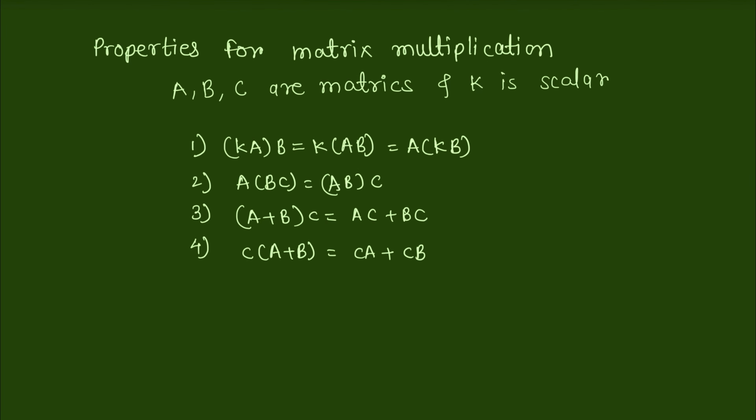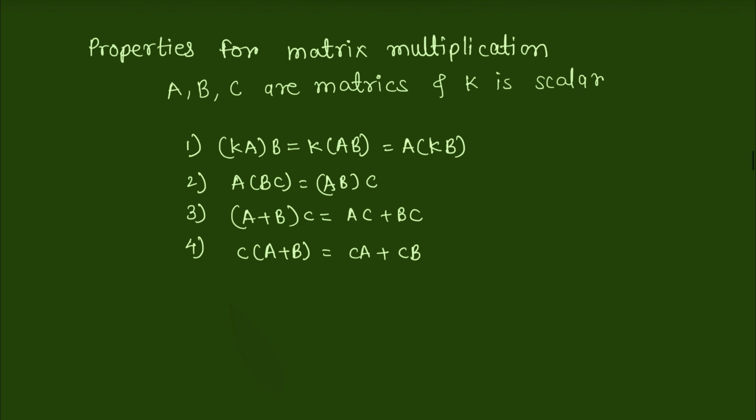Now properties of matrix multiplication. A, B, C are matrices and K is a scalar. First property, KA into B is equal to K into AB, which is equal to A into KB. Second property, A into BC is equal to AB into C. Third property, A plus B into C is equal to A into C plus B into C. Fourth property, C into A plus B is equal to CA plus CB.